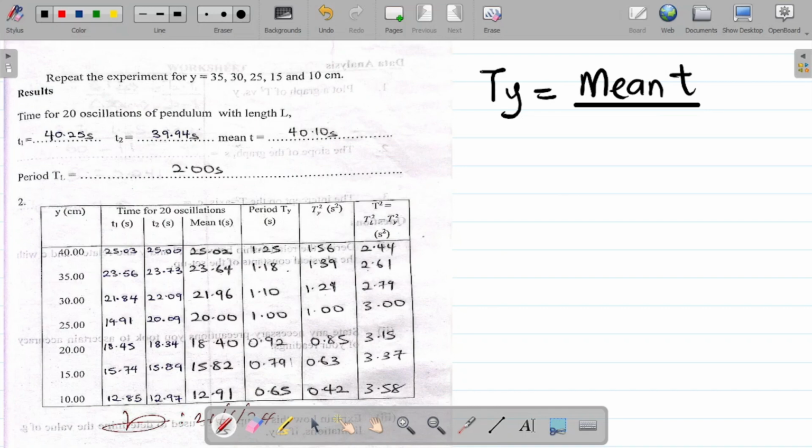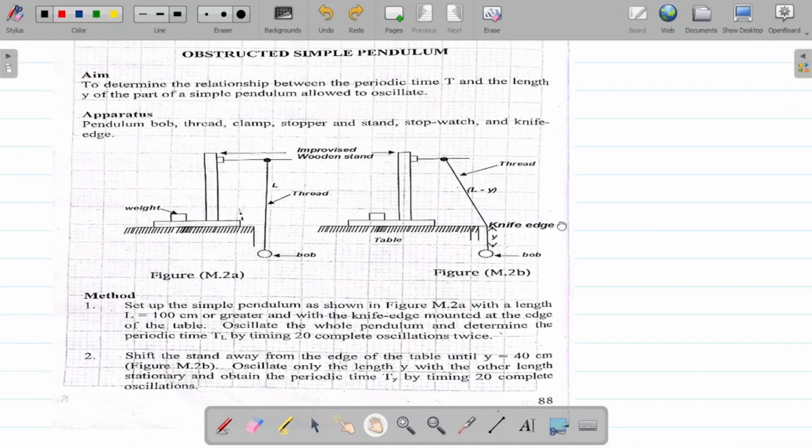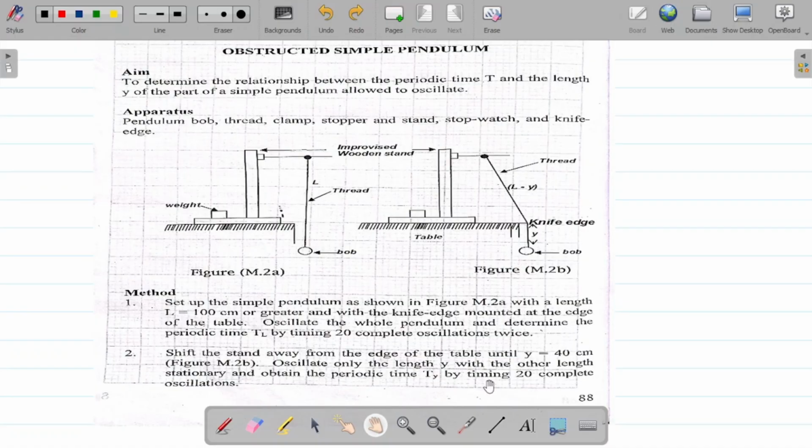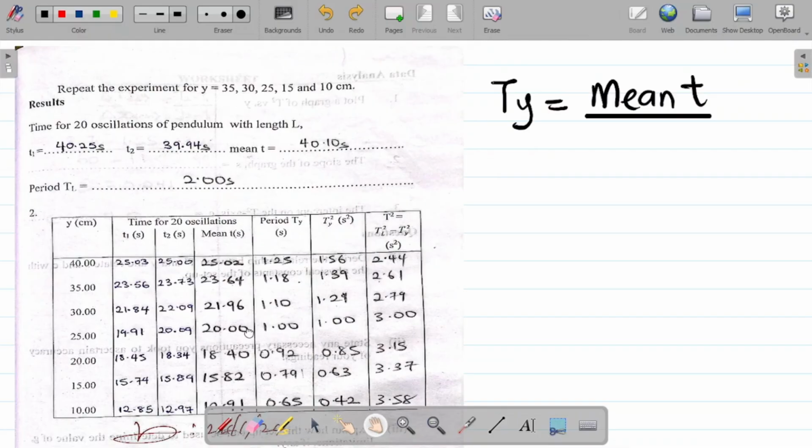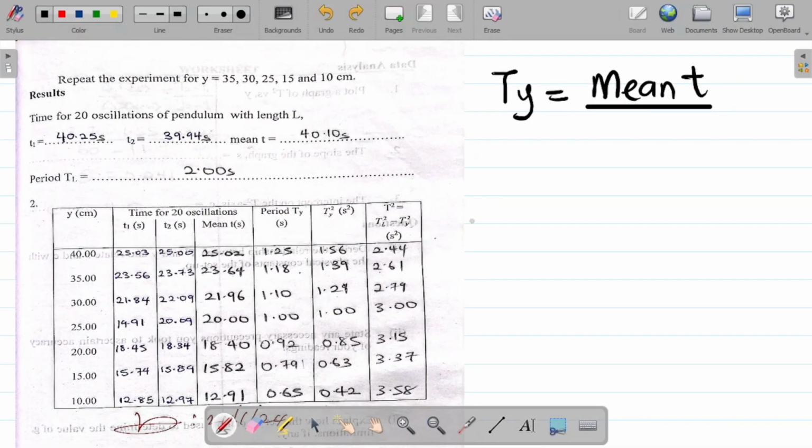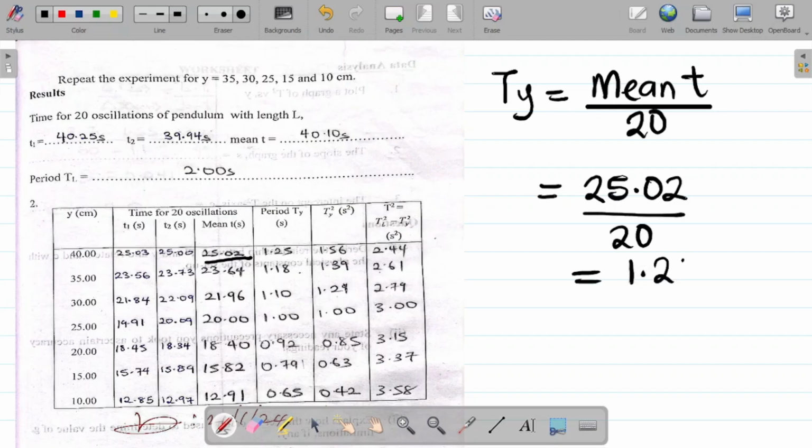If you look at this point, you can see that it's 20 oscillations. Also check your question. Let's go back to our question there. Coming back to here, you can see by timing 20 complete oscillations. So we'll divide it by the number of oscillations, which is 20. Putting in values, my mean T for the first one is 25.02. Divide this by 20 and I'll have 1.25 as my answer.